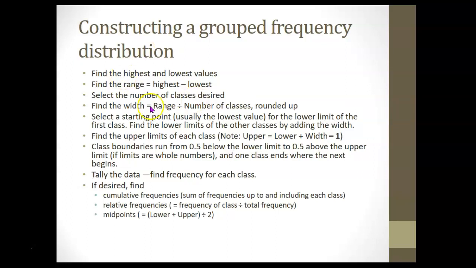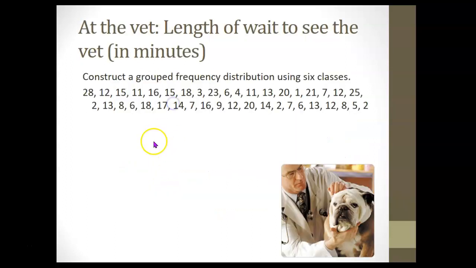Next, you would select a starting point, and usually you want to use the lowest value, the smallest number in your list of data, to be the lower limit for the first class. Then find the lower limits of the other classes by adding the width. Then you can find the upper limits of the classes, the boundaries, then tally the data, and then if desired, find cumulative frequencies, relative frequencies, midpoints. So let's try doing that in this example.